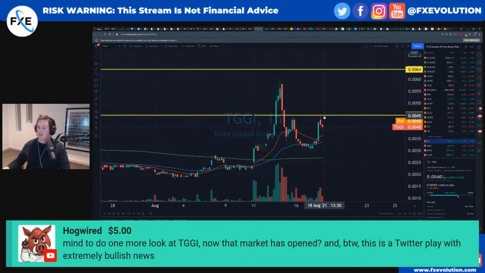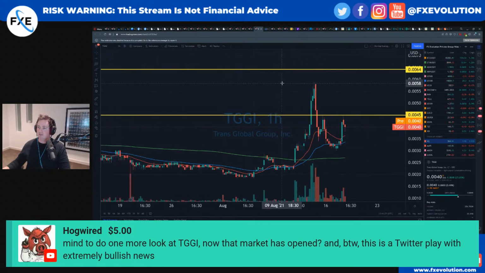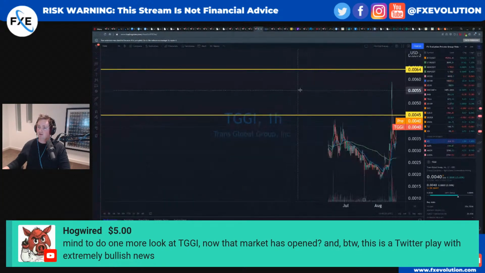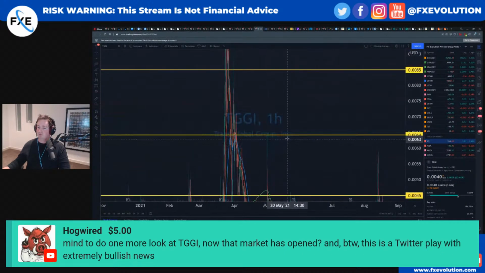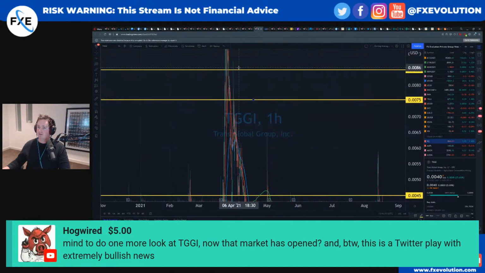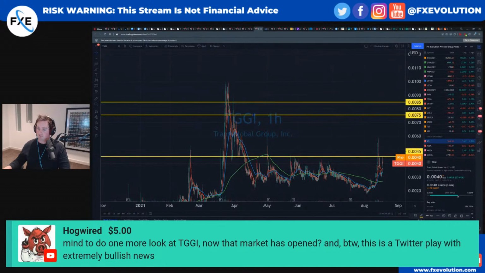0.00545 though is the key zone. Close above that 0.0059, and then after that you're looking for the big pump. Ideally, you get into that kind of 0.008.